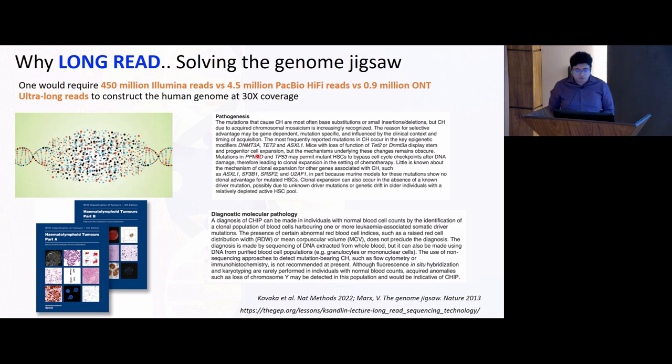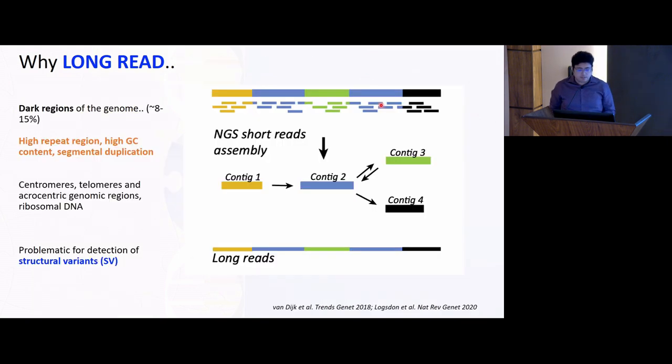So this is how long read is more beneficial than short read. For example, to construct the human genome at 30x coverage, you will require 100 times fewer reads for PacBio HiFi and 500 times fewer for Oxford Nanopore. So that is how much easier it is to reconstruct the genome using long-read sequencing.